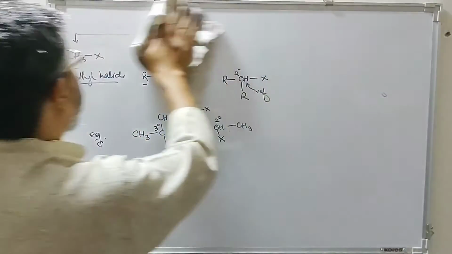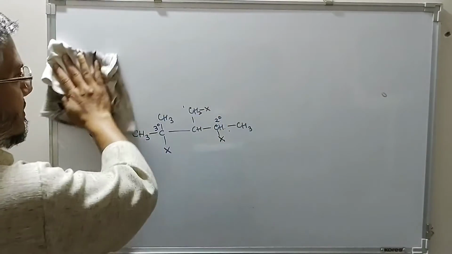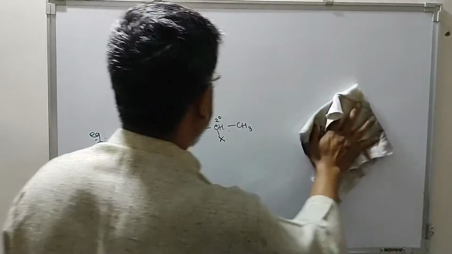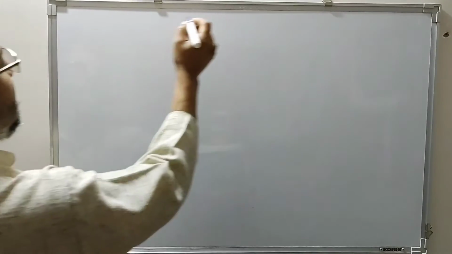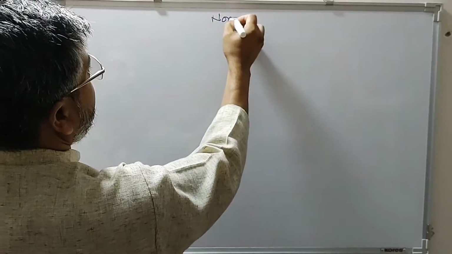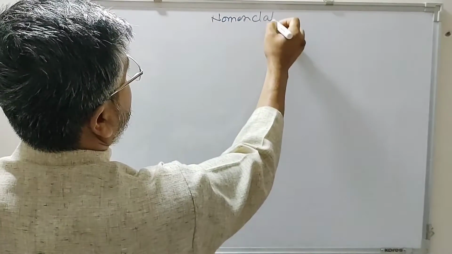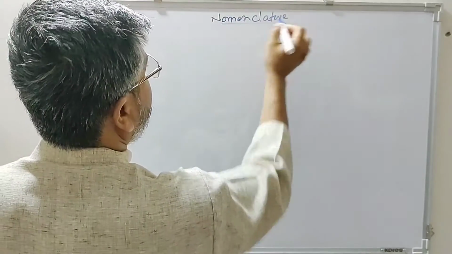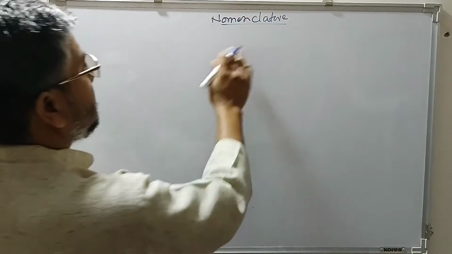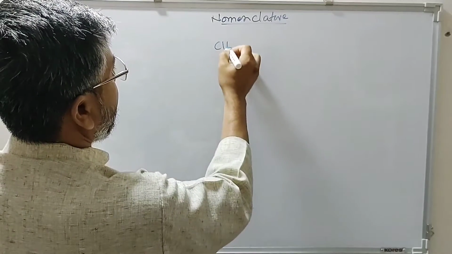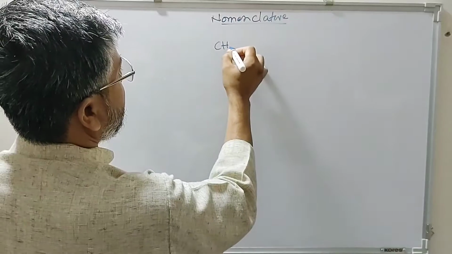Now coming to the nomenclature part of alkyl halides, though we have discussed the nomenclature in detail in 11th class, still let me give you a brief idea about the naming of alkyl halides. Suppose look at this.